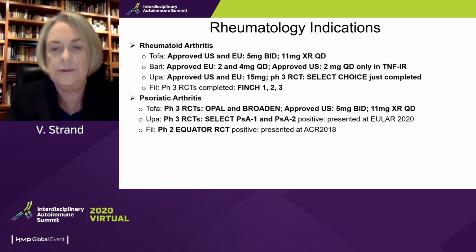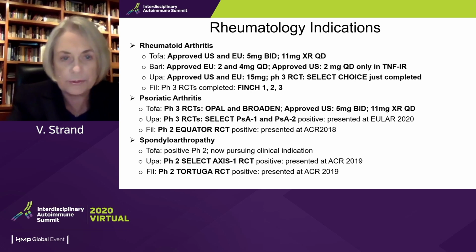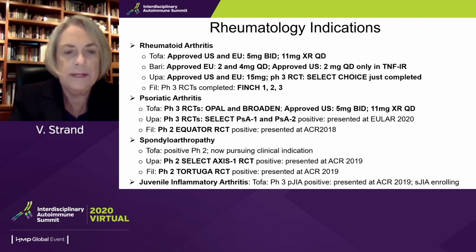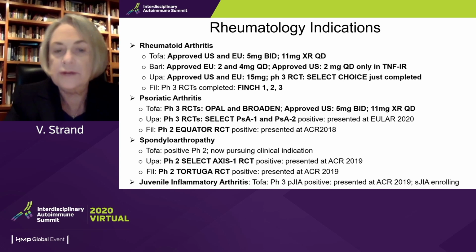And then in spondyloarthropathy, we now know that tofacitinib is pursuing the indication. Upadacitinib has already had a published SELECT-AXIS 1 trial. And filgotinib has also had a phase 2 TORTUGA trial. And finally, in JIA, tofacitinib had a phase 3 polyarticular JIA trial that was positive and been presented and are now enrolling in a systemic JIA trial.